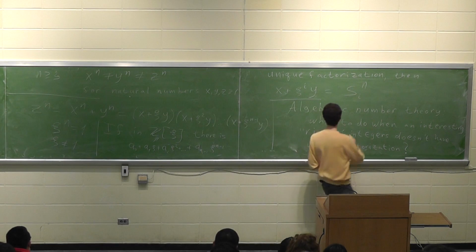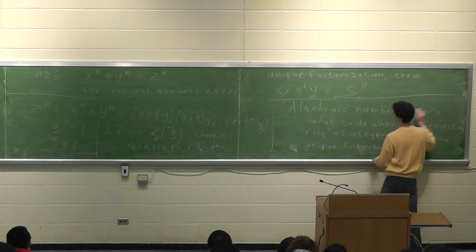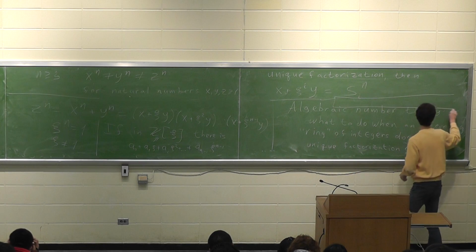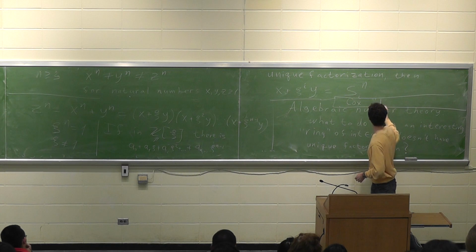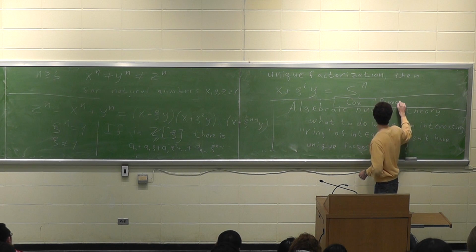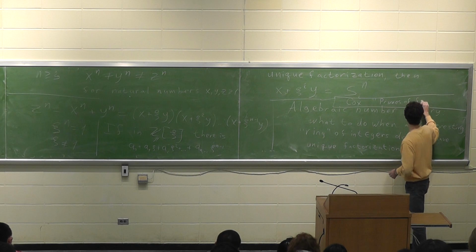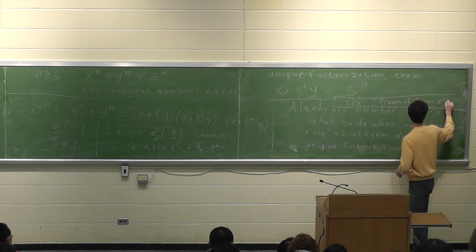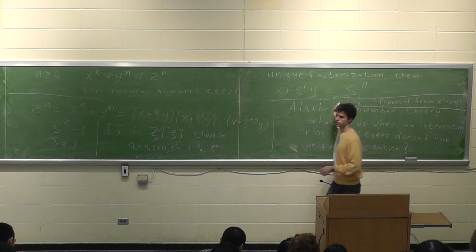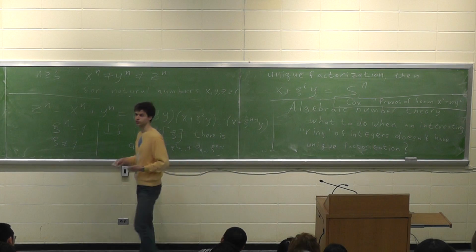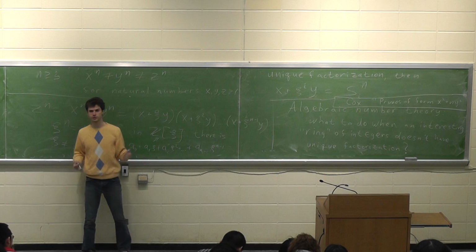If you want to read about this, a good introduction is the book of Cox called Primes of the Form x squared plus n y squared. It's just a very good book to read as an introduction to this topic of algebraic number theory.